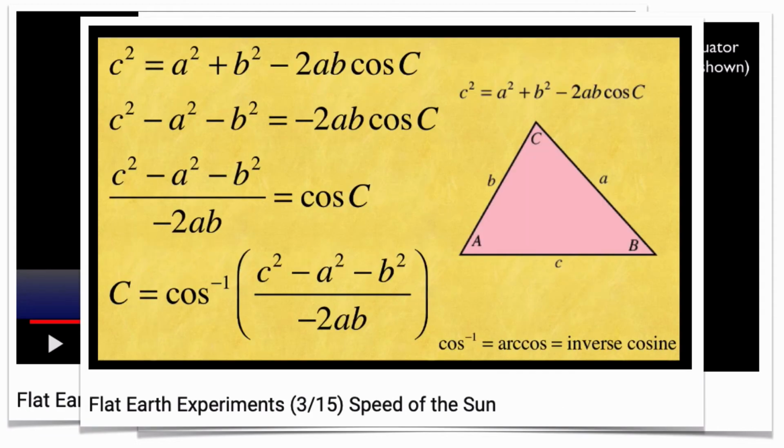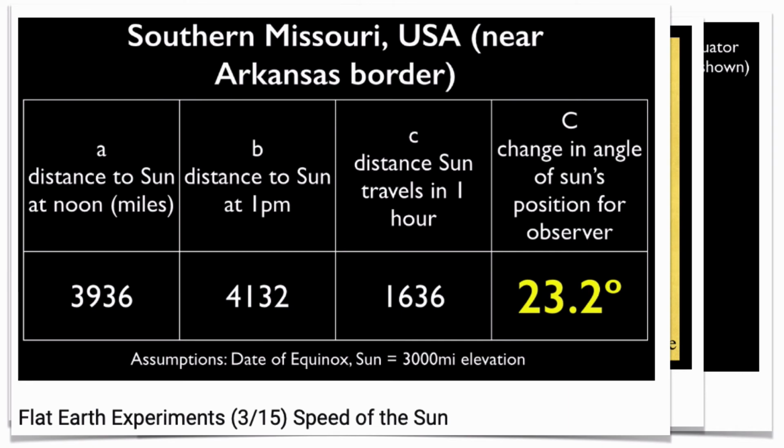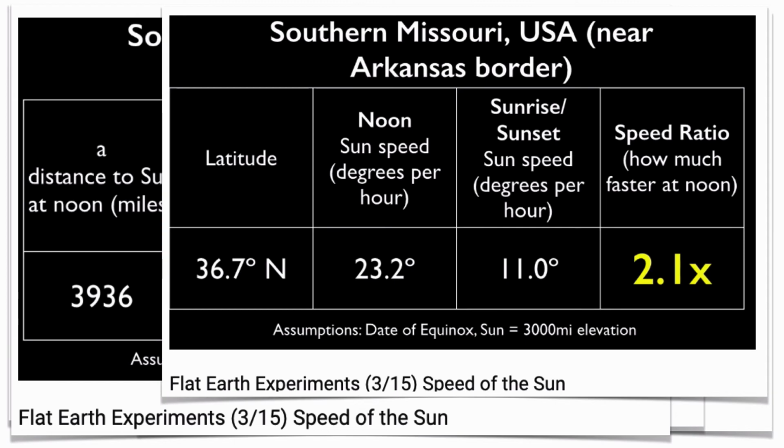I've done the math for you. And this is an example. Now, remember, we said 15 degrees per hour on the globe. Well, here at solar noon, it's traveling 23.2 degrees per hour, versus 11 degrees per hour at sunrise and sunset. So for this particular example, and again, your math will be different.